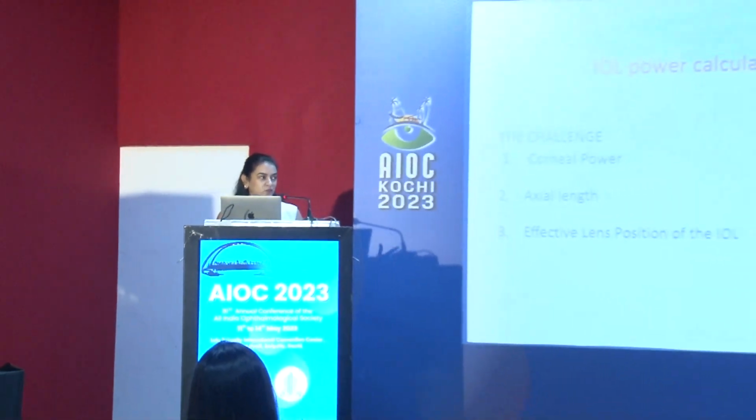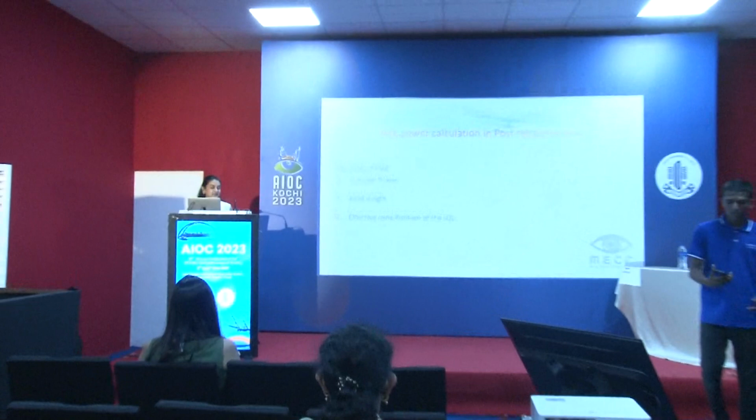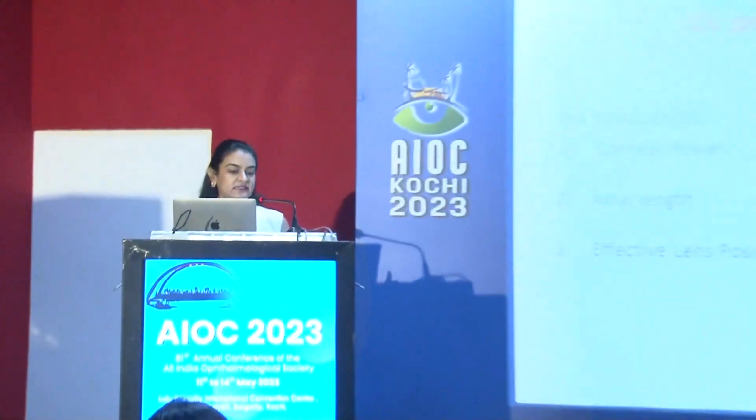So when we come to power calculation in intraocular lens, why is it a challenge in these post-refractive cases in the first place? So there are three major challenges. One is the corneal power that is completely changed. The axial length that is being measured on most of our devices is not actually the axial length that we normally get in a non-refractive procedure eye. And the third is the effective lens position of the IOL, or what we call ELP. So we'll go into the details of all of these conversations.